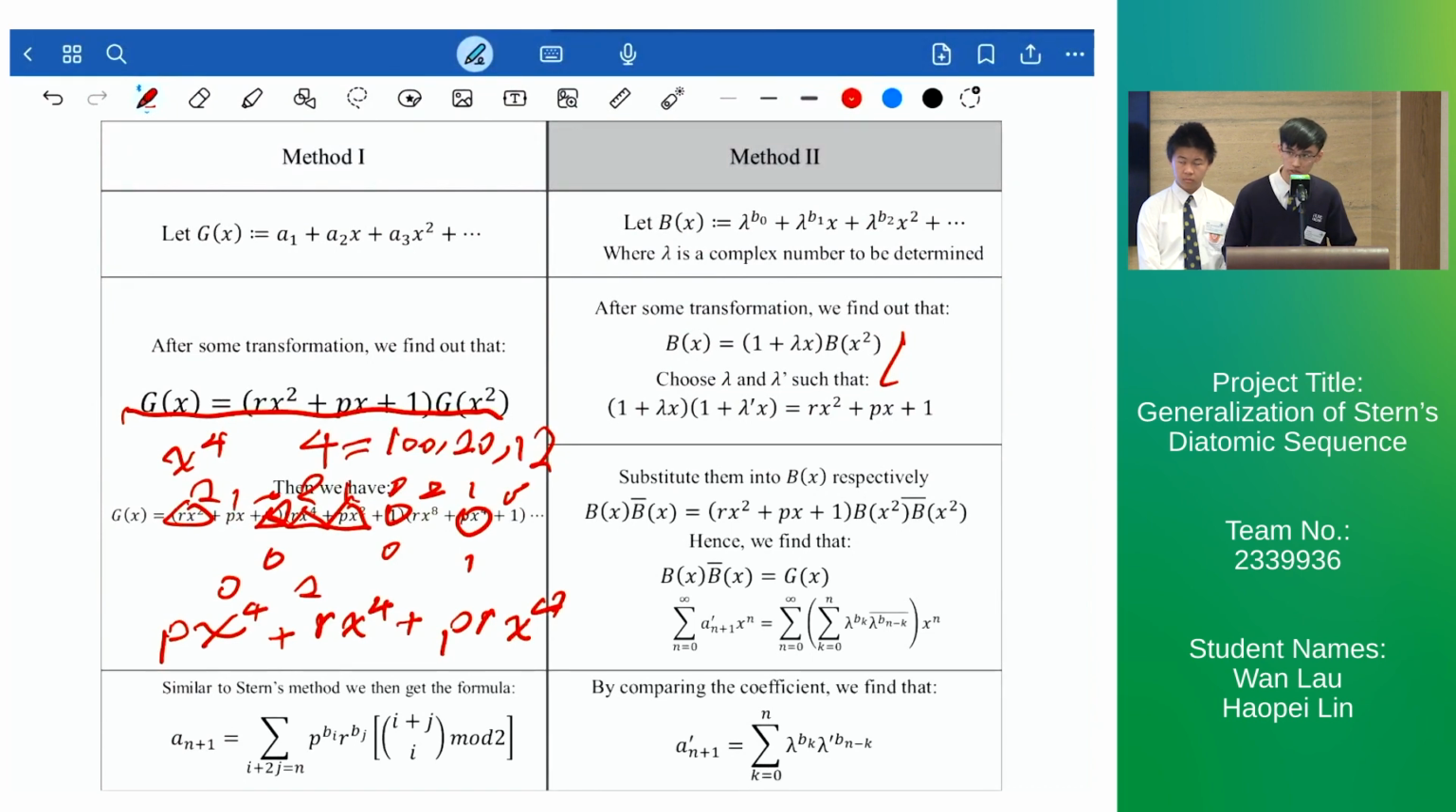For the second method, we construct a function by using a parameter lambda. Then we find that it satisfies this functional equation too. After that, we have to prove that it is equal to the generating function of an. Then by comparing their coefficients, we can get the second formula. Then we solve the special case.